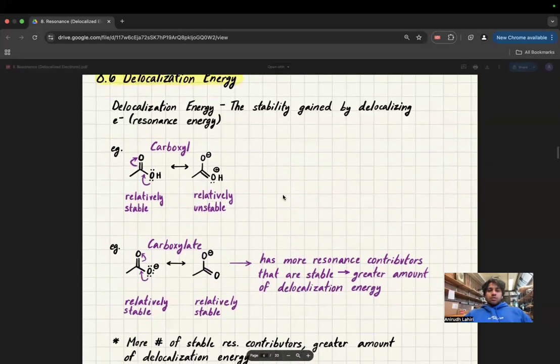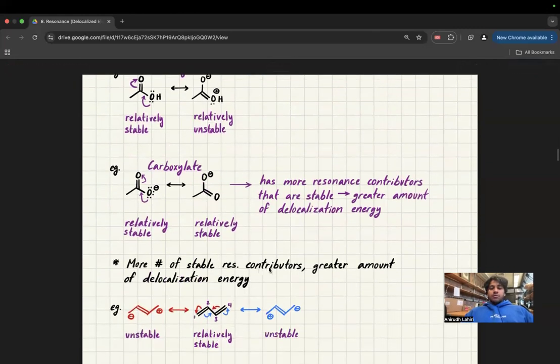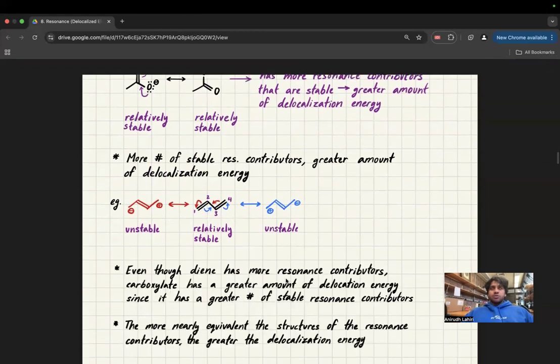Delocalization energy. So the delocalization energy is the stability gained by delocalizing electrons. So the greater the delocalization energy, the more stable the structure. More stable means less reactive. The more stable resonance contributors you have, the greater amount of delocalization energy you have, right? So the more resonance structures you can draw, it's likely that the stability of the compound is better. And you have to also look at the quality of those resonance structures. But as we were saying earlier, some resonance is better than no resonance. So generally, you can just go off of the number of resonance structures.